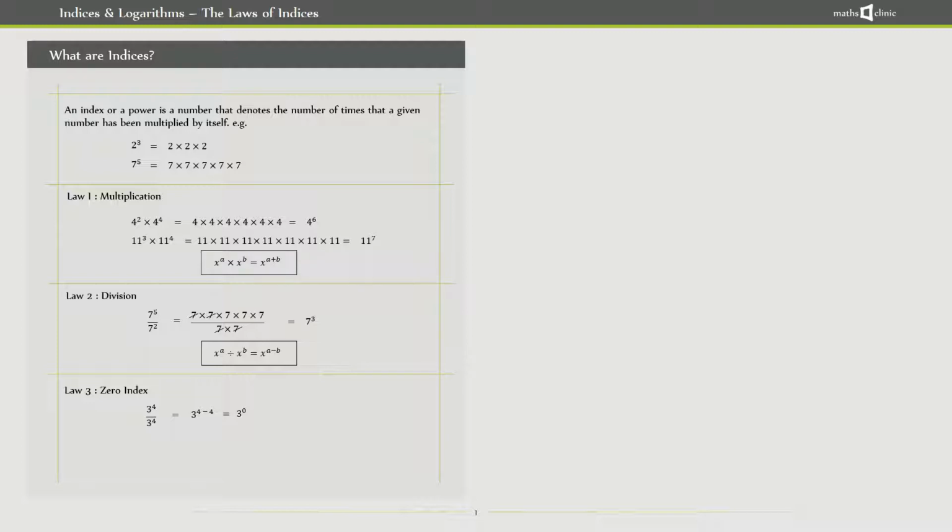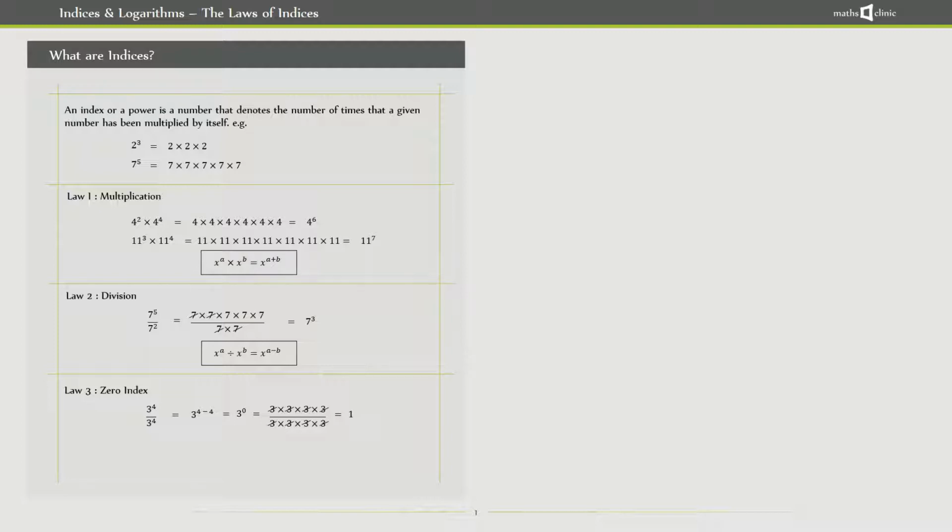Now let's actually expand 3 to the power of 4 divided by 3 to the power of 4. Okay, so let's work it out. Let's bring the whole thing out. So you have 3 times 3 times 3 times 3 divided by 3 times 3 times 3 times 3. And when you cross 1, cross 1, cross 1, when you cross it all out, what you end up with as your answer is 1. Okay, and what you can extract from that is that 3 to the power of 0 equals 1.